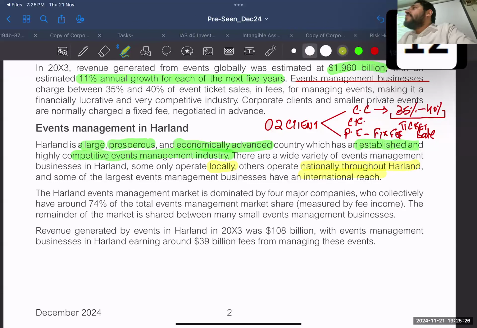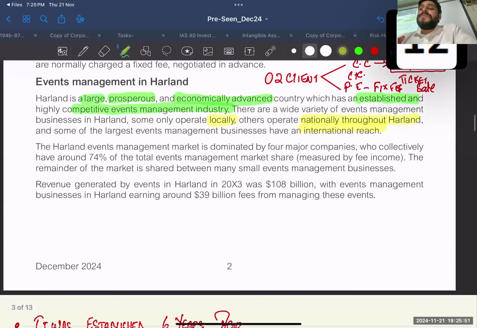Okay, so this was the question that I was asking right now. Do we have international players? Yes, we have. Do we have international players in this specific industry and in this specific economy? Yes. We have international players, we have local players, and we have national players. So our players are divided into three different parts: national players, local players, and international players.